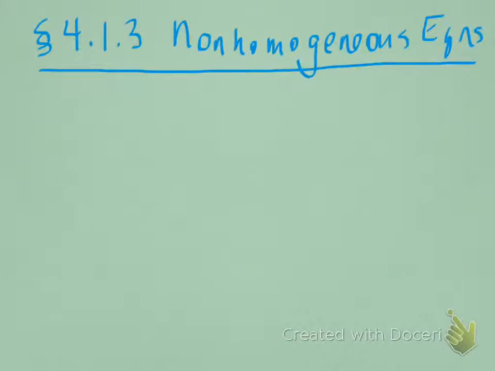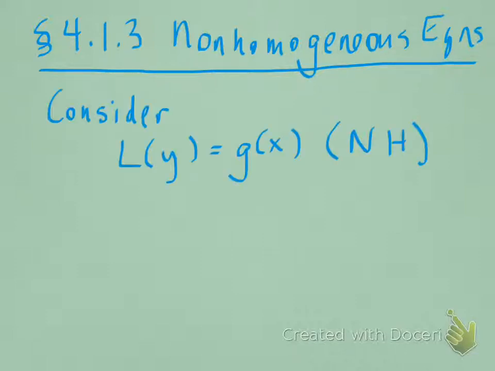This is the video for section 4.1.3, non-homogeneous equations. In this section, we are going to be interested in nth order linear differential equations that have on their, quote-unquote, right-hand side a non-zero function. And so we're going to be interested in writing down the general solution to such an equation.